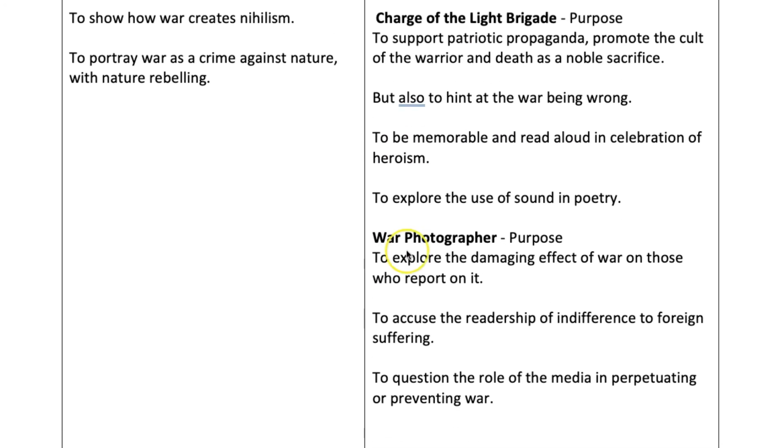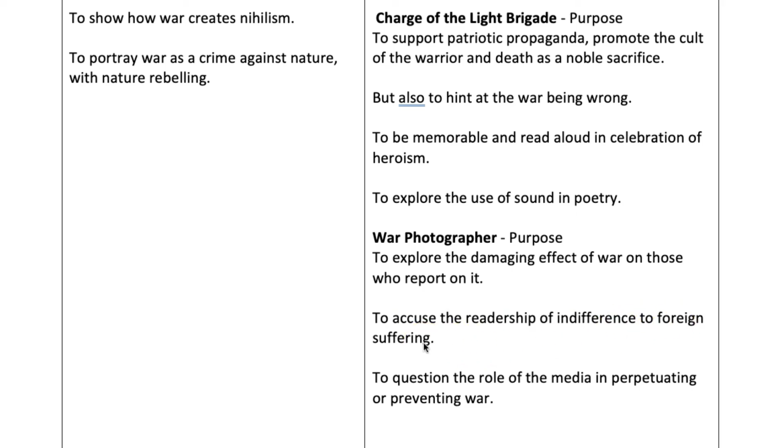Finally, I've got 3 comparisons I can make to War Photographer. War Photographer explores the damaging effect of war on those who report on it and therefore are in it, Wilfred Owen is also writing as a reporter. He's trying to educate the people at home on the realities of war. Both of them are trying to accuse their readership of indifference to foreign suffering.